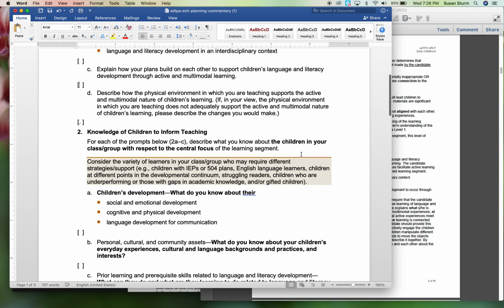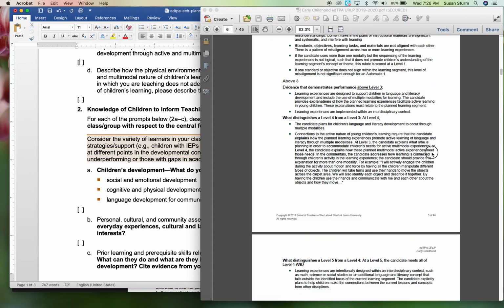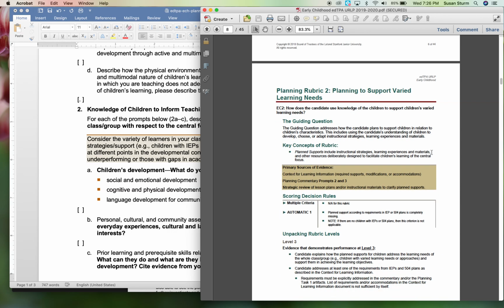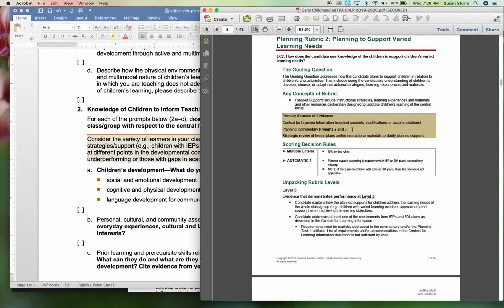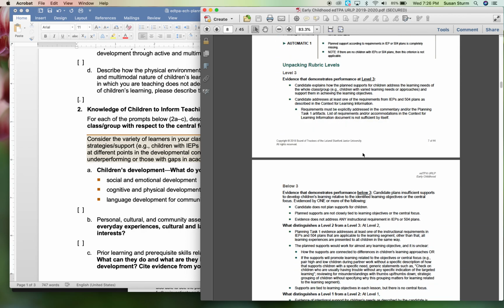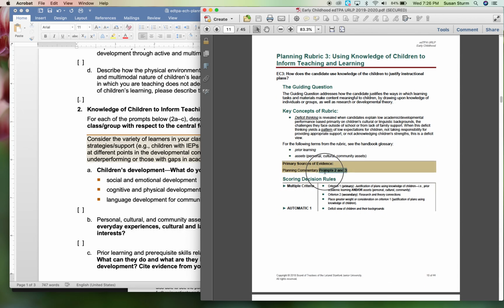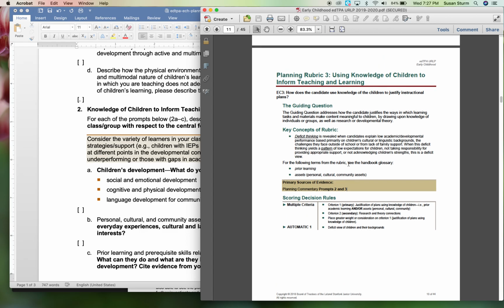Okay, so I'm going to move on to rubric 2, which is planning to support the varied learning needs of the students, how you use your knowledge of the children to support their varied learning needs. And rubrics 2 and 3 are both on prompts 2 and 3, and it's not that rubric 2 is related to prompt 2 and 3 is related to 3. In fact, if anything, they're the reverse order. 2 is related to rubric 3 and vice versa, but they really are a mix of both.